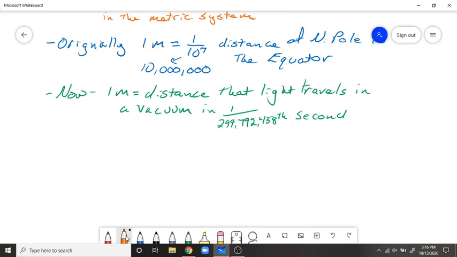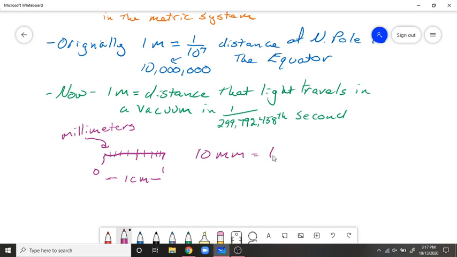We know that on a meter, or rulers rather, there's 0 and 1. The distance between 0 and 1 is 1 centimeter. And in between that 0 and 1 are a bunch of little lines. These little lines are millimeters. So 10 millimeters is equal to 1 centimeter.